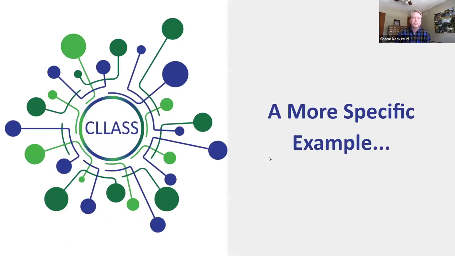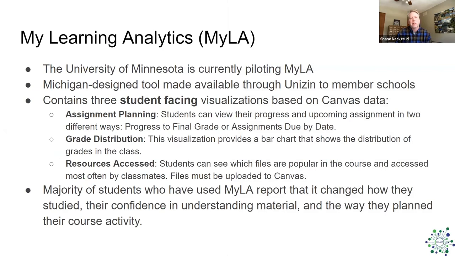I'm going to talk about a much more specific example now, something that we're grappling with at the University of Minnesota. Next slide. There's a tool out there called My Learning Analytics, and the University of Minnesota right now is piloting MyLA. It's a Michigan design tool, and it's made available through Unizin. We're all part of the Unizin Consortium. Six schools right now are piloting this learning analytics tool.